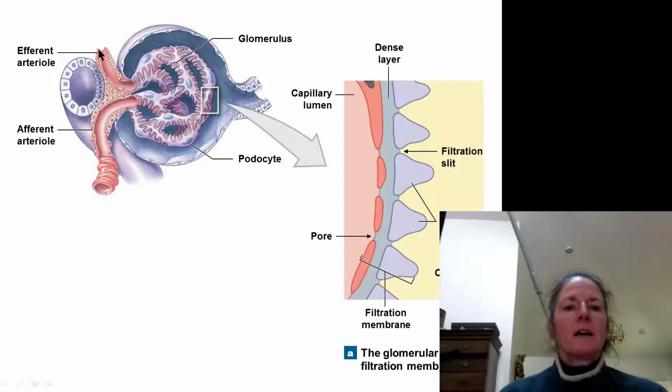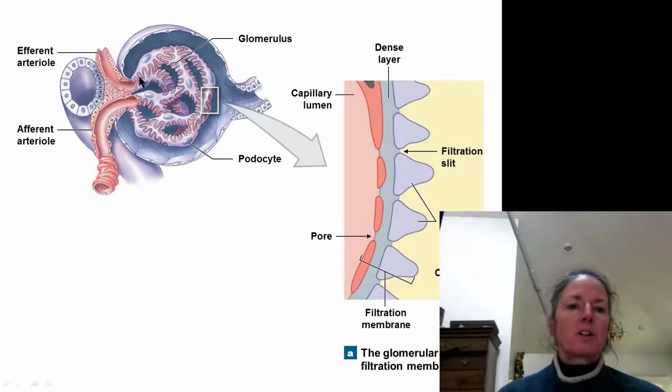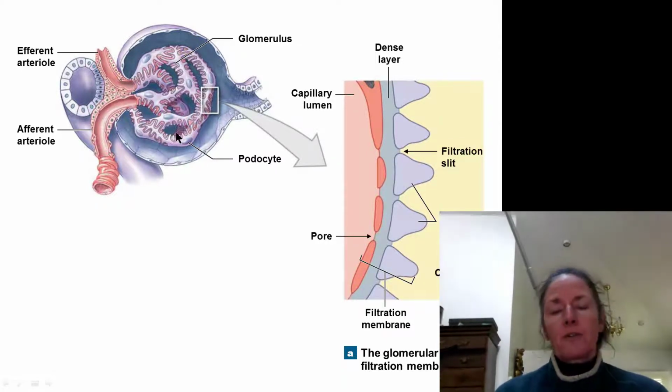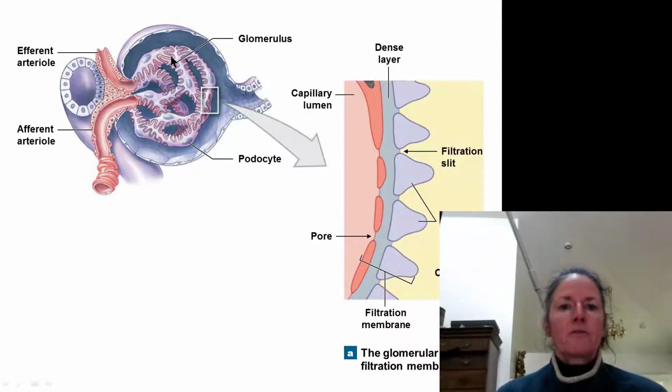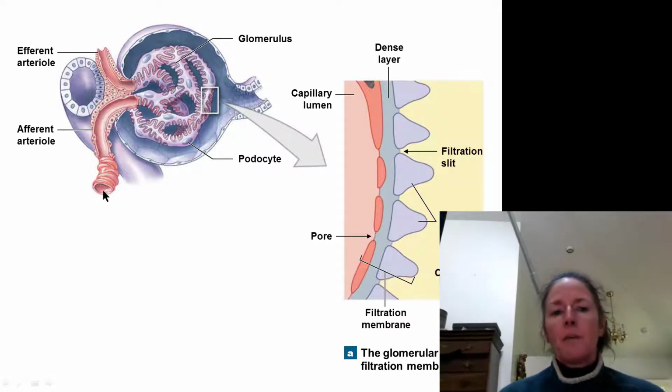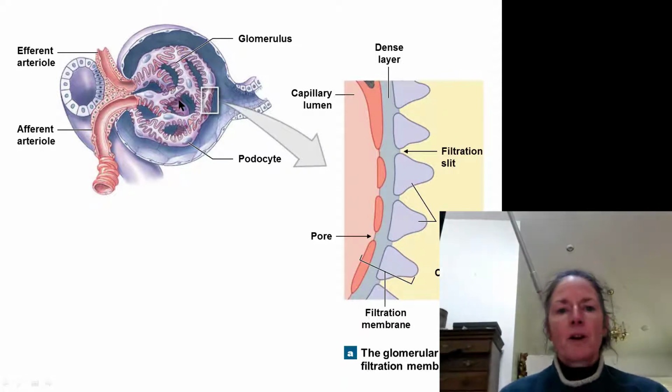And of course, if we constrict the efferent arteriole, we limit the exit of blood here. So what that's going to do is cause a backup of blood in the capillaries, and that would, in effect, increase, again, our hydrostatic pressure. So that's one way to increase hydrostatic pressure. We could decrease hydrostatic pressure by, for example, constricting the afferent arteriole, and that would reduce the amount of blood that comes into the glomerulus, so it's not under as high pressure.